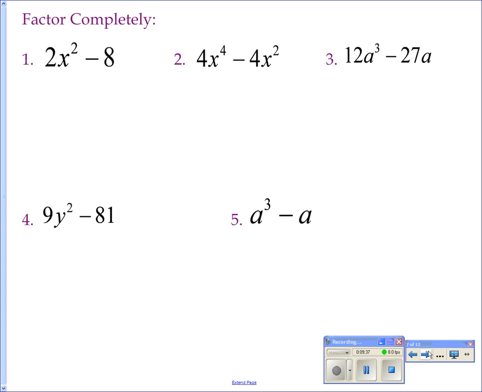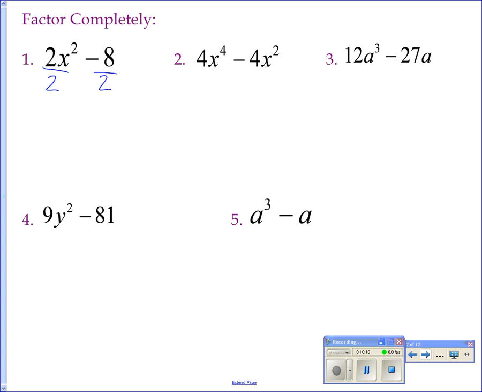All right. Okay, number 1. Write this down. 2x squared minus 8. What are we doing first? GCF. What goes into 2 and 8? 2. So for GCF, I'll write 2 under both of them. Okay? Can I write an X under both of them? No, because they both don't have it.